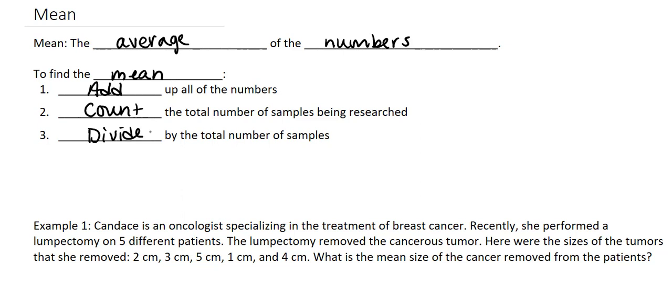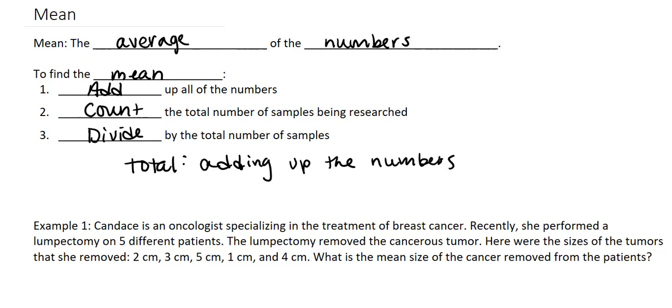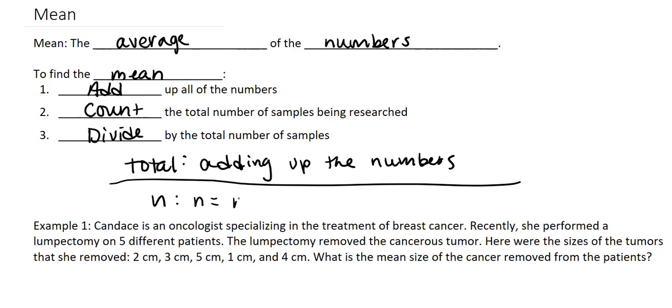So what that means is we're going to find the total by adding up the numbers, and then we're going to divide by n. And n is going to be the number of samples. So if we have like 6 samples, we would divide by 6. That's where the n comes in.